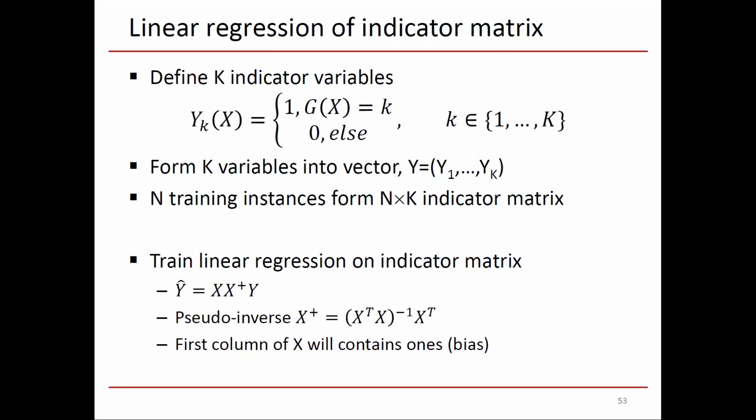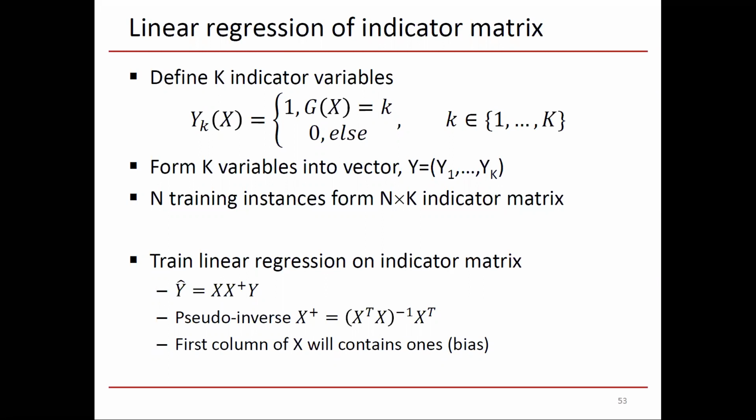So imagine that you have an indicator matrix. We're going to define K different variables. y_k of x will be 1 if the label G of x is k, else 0. So for every x, among the capital K functions y_k of x, only one of them will be 1, and all the others will be 0. And therefore, we're now going to be able to train on these types of functions. We'll form the K variables into a vector, y_1 through y_K, all of which are functions of x. And this gives us n training instances. So we're going to have an n by K indicator matrix.